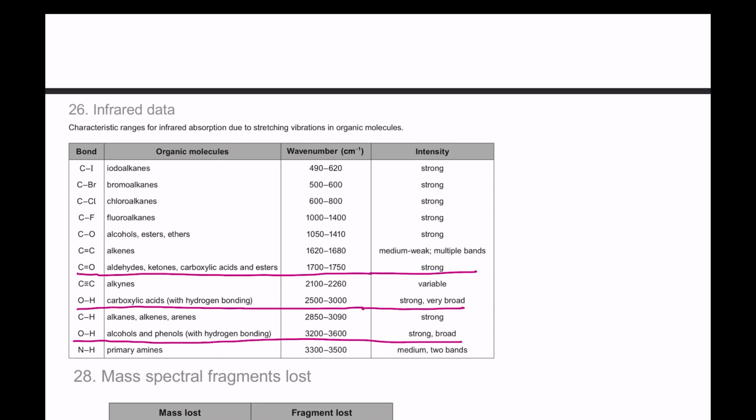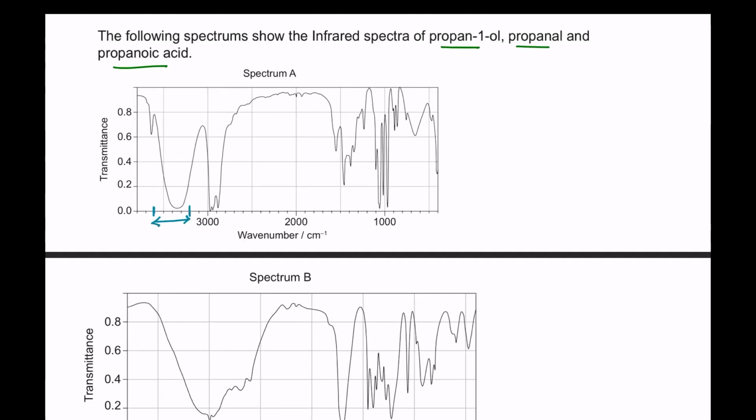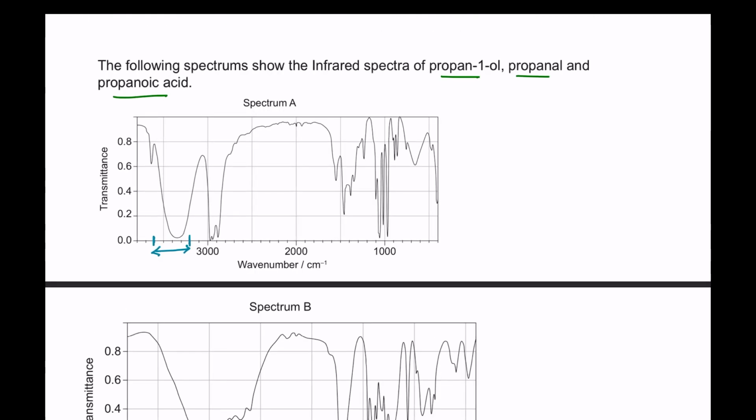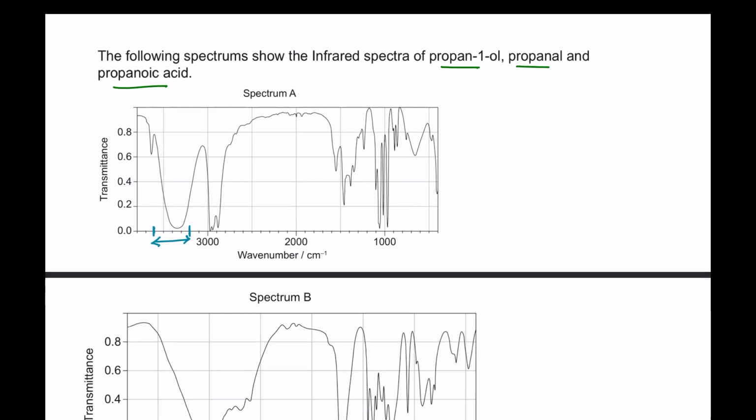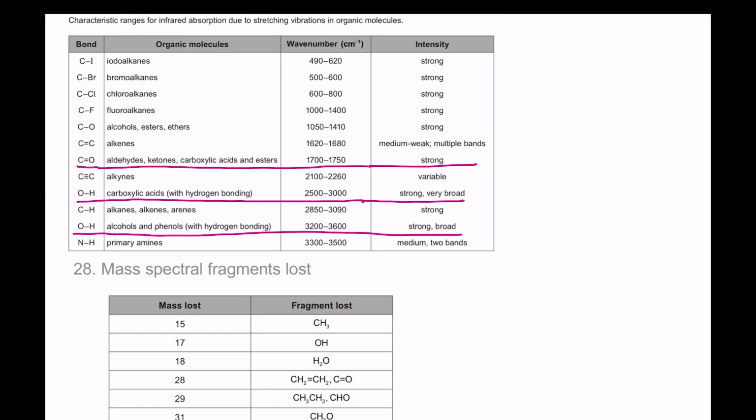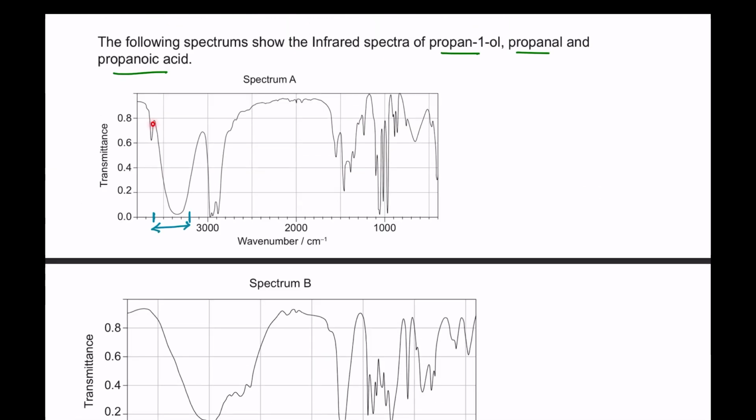So yeah, now let's try to analyze it. For the first one, I've already marked it here. You see there is a big dip here between 3200 and 3600. So obviously, what does this signify? This signifies the alcohol or phenol with hydrogen bonding. And is this dip broad? Yeah, this dip is kind of broad. So the first one is obviously propan-1-ol.